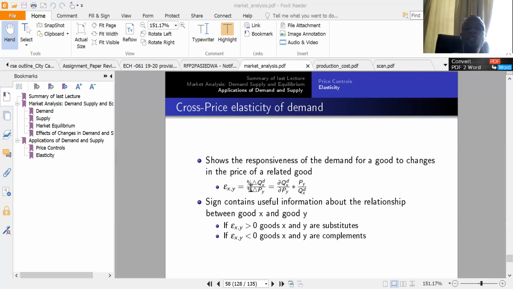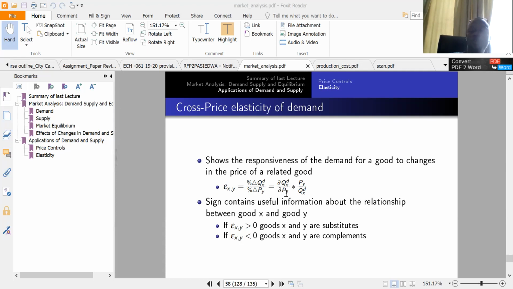So how will a percentage change in the price of good Y impact the quantity demanded of good X? So how would QD, quantity demanded of good X, change? You can rewrite this as change in QX over change in PY. Okay. Our old elasticities that we computed were change in Q over change in P because it's the same good. So we could have said change in QX over change in PX, meaning that it's the same good, right?